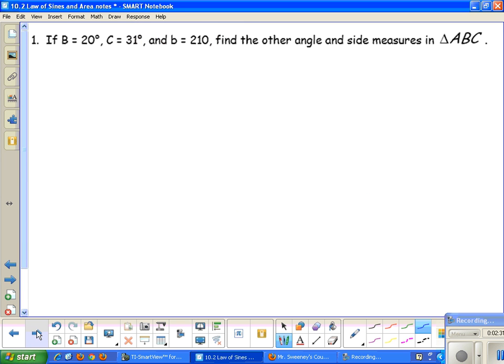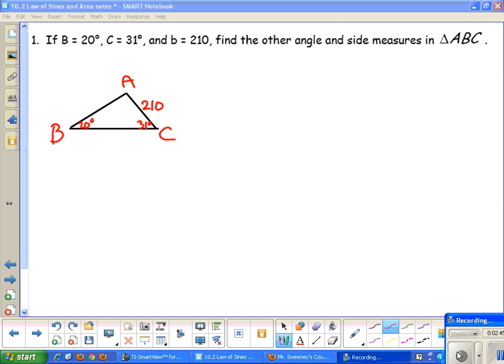So let's just go ahead and do two problems first. The first thing you always want to do when solving these is make yourself a triangle. So if angle B equals 20 degrees, angle C equals 31 degrees, and length b is equal to 210, find the other angle and side measures of triangle ABC. So the first thing I did was draw myself a triangle. So we have angle measure B is 20 degrees, angle measure C is 31 degrees, and we know that length b is 210. So now we want to find the other measures in triangle ABC.